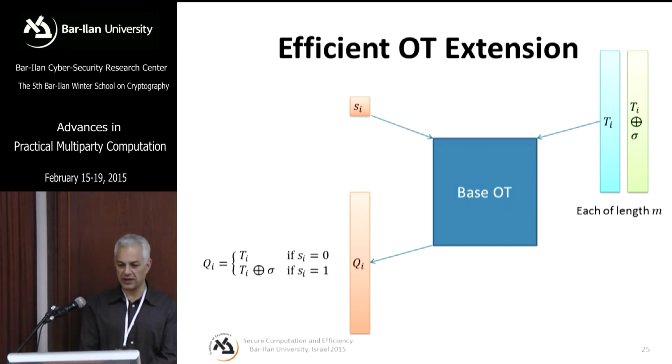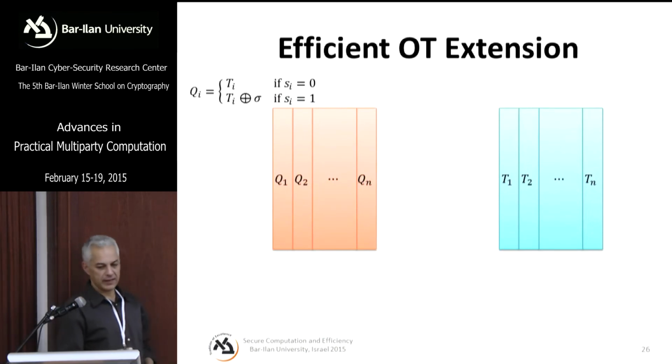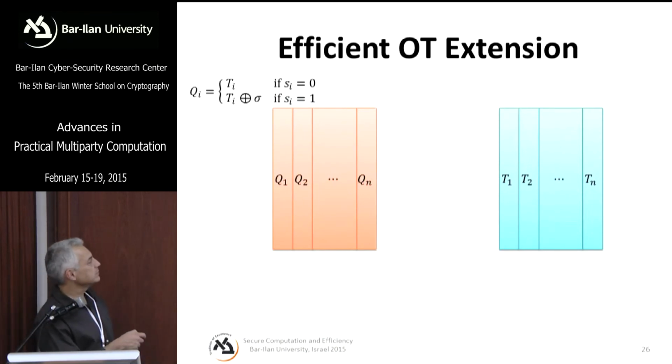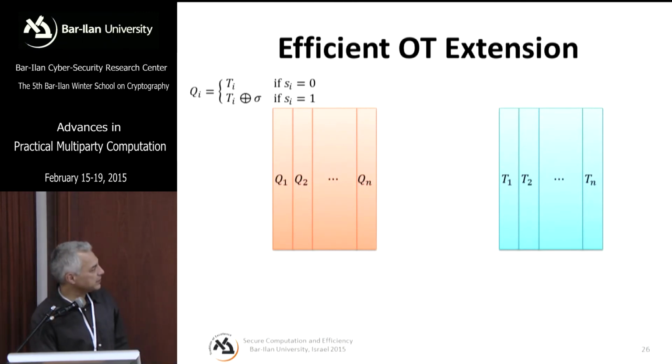So they do 128 of these. They only do 128 oblivious transfers, but of really, really long strings. At the end of that, the sender in the real oblivious transfers, who's now the receiver, received 128 strings. These are the columns, and each column is a million bits long: Q1, Q2, up to Qn. And Qi is either Ti or Ti XOR sigma. The receiver in the real oblivious transfers knows the Ti columns, which he chose at random, and he also knows sigma.